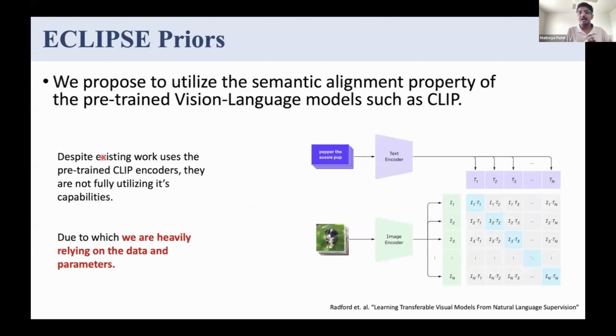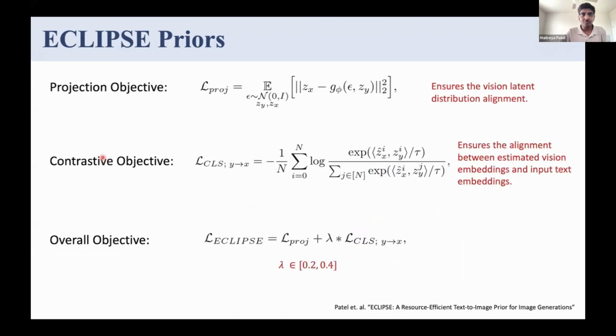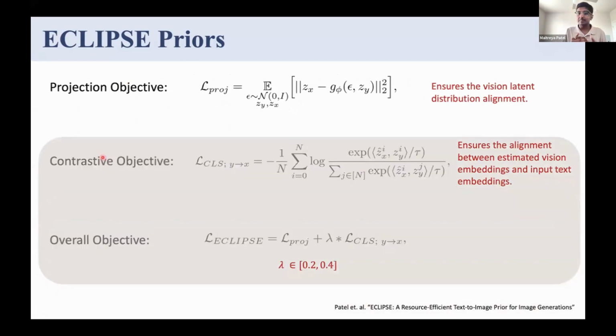We go back to the original hypothesis of how we actually do the text-to-image mapping: we use the pre-trained CLIP models. CLIP models are trained to maximize the mutual information between text encoders and image encoders. So how can we leverage this mutual information between two modalities in a more effective way, so that we improve the text-to-image mapping but also improve the resource efficiency? What we created is a projection objective complemented with a contrastive loss. CLIP models are trained with contrastive loss, so we are trying to distill the knowledge from the CLIP model into the text-to-image diffusion model.